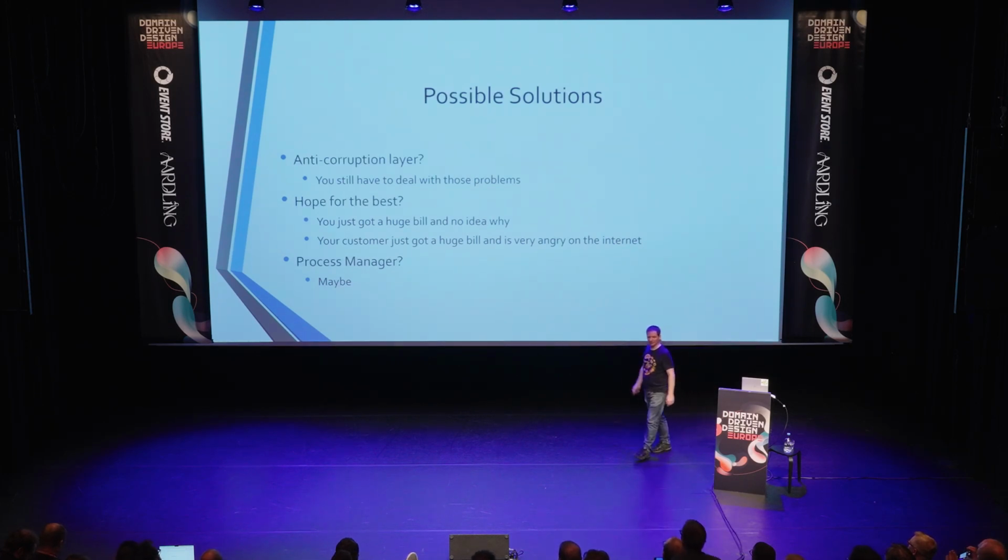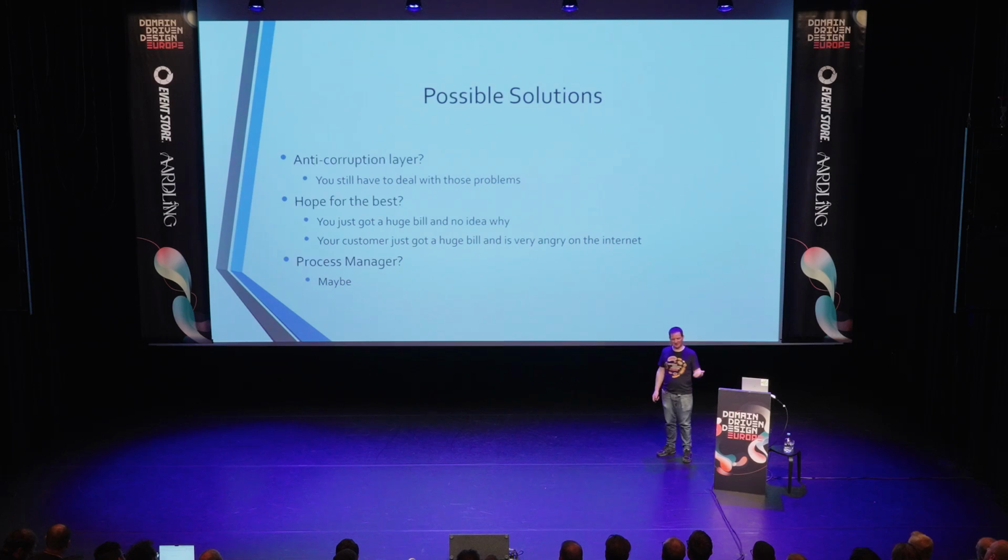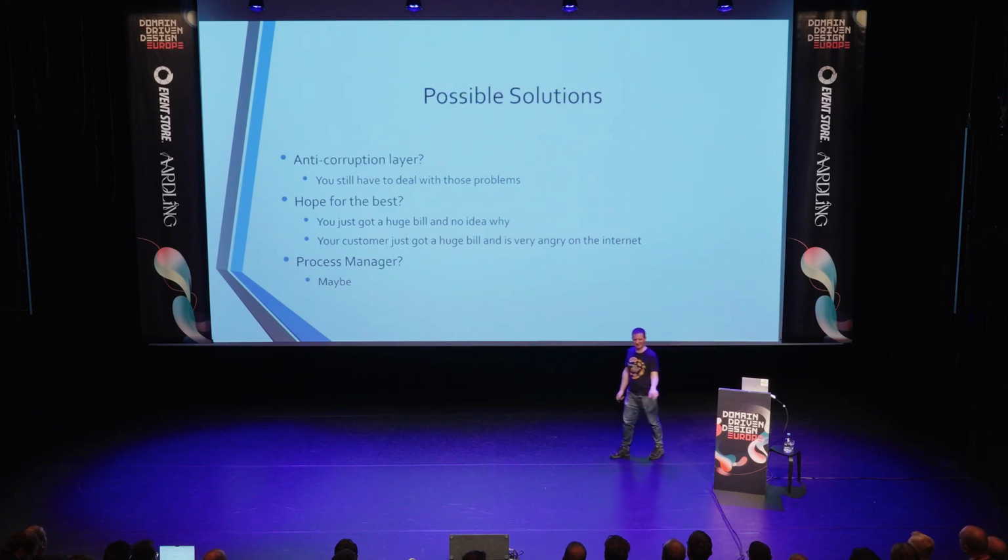Possible solutions to it. Can we use an anti-corruption layer? It's the go-to thing in DDD. If I've got two different domains which are talking to each other, anti-corruption layer. Well, you still have to deal with the messaging problem in your anti-corruption layer. Maybe you put your process manager in your anti-corruption layer, but you still have to deal with it somewhere. Or hope for the best. You just got a huge bill and you've got no idea why, because you threw away the fact that the customer requested you provision a machine, and the data center did not forget that you provisioned the machine. They remembered and they sent you a bill. Your customer got a huge bill. You thought you'd provisioned the machine, it wasn't provisioned, and you've billed your customer. They're now angry on Twitter.